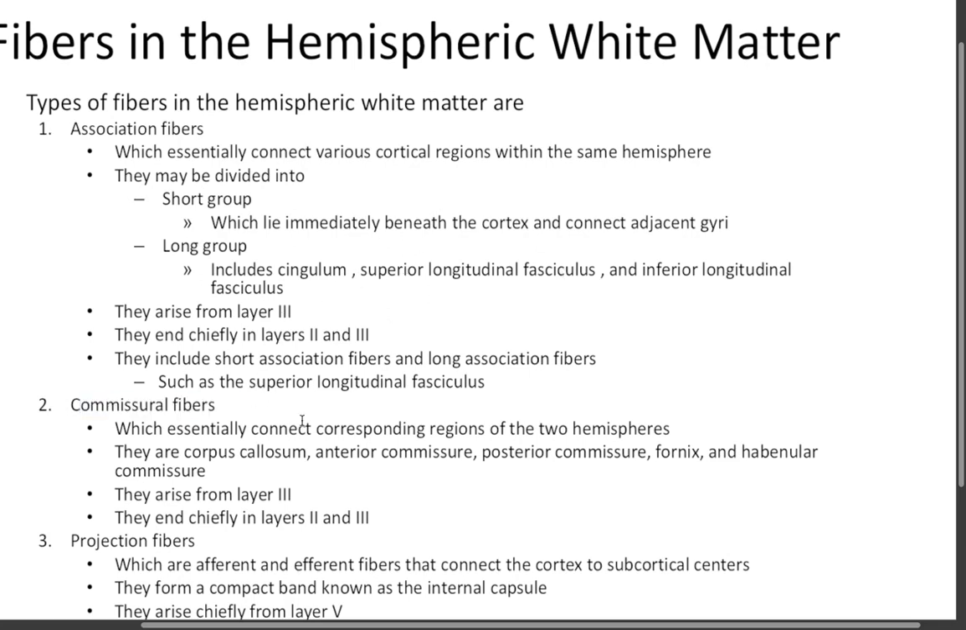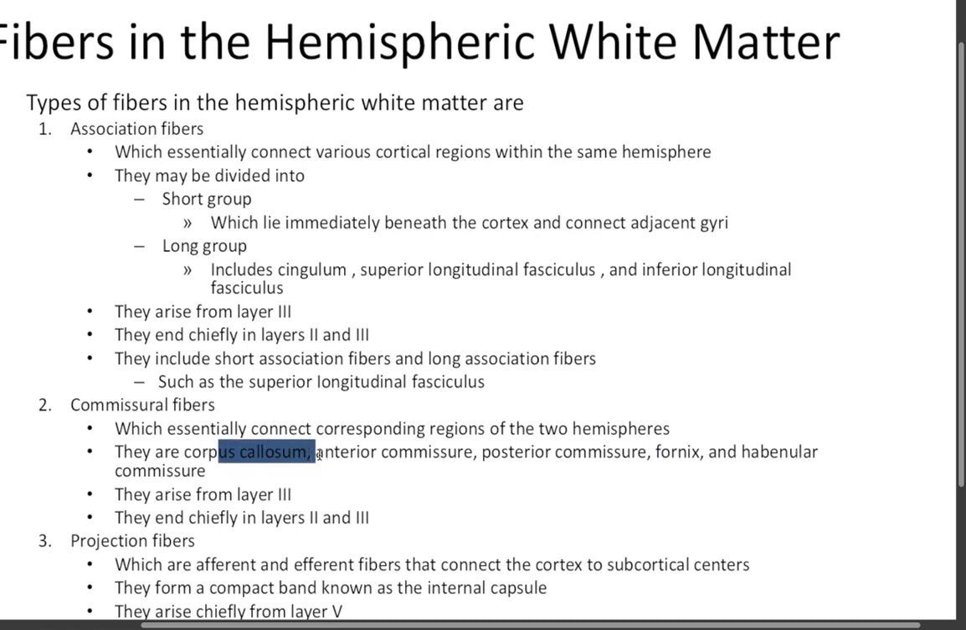Talking about the commissural fibers, these are essentially connecting corresponding regions of the 2 hemispheres, which means I jump from above the longitudinal fissure to go to the second hemisphere. They are the corpus callosum. Did we talk about it or not? It makes a connection between the 2 cerebral hemispheres. The anterior commissure, the posterior commissure, the fornix, and the habenular commissure.